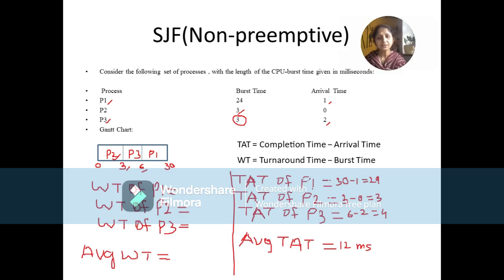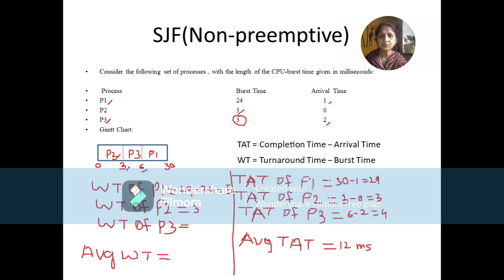Now let's calculate the waiting time of P1. What is the turnaround time of P1? That's 29, minus the burst time of P1. The burst time of P1 is 24. 29 minus 24 is 5. So the waiting time of P1 is 5 milliseconds. Let's calculate the waiting time of P2. What is the turnaround time of P2? It's 3.